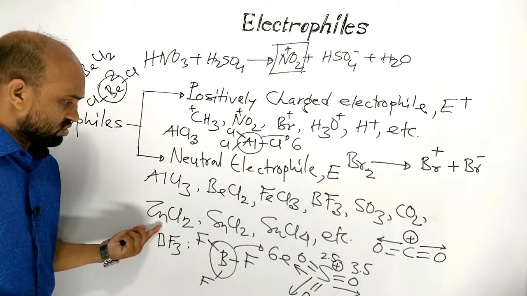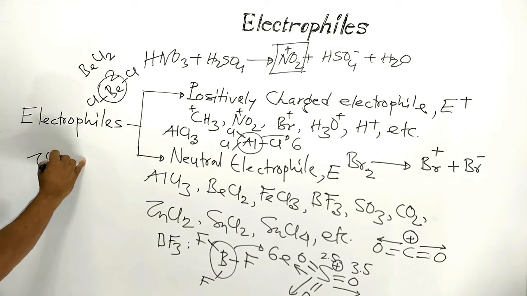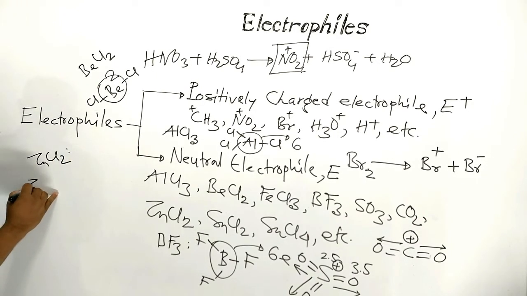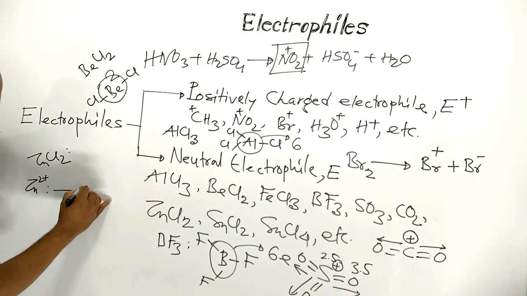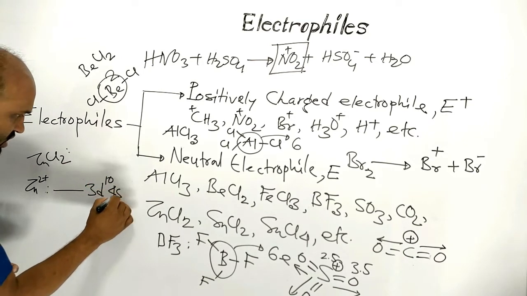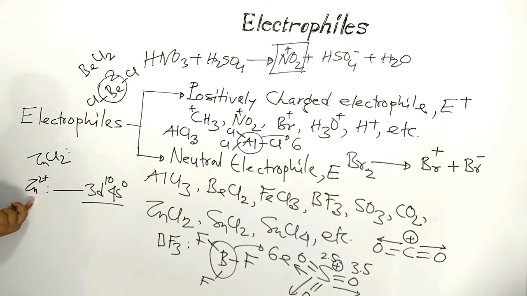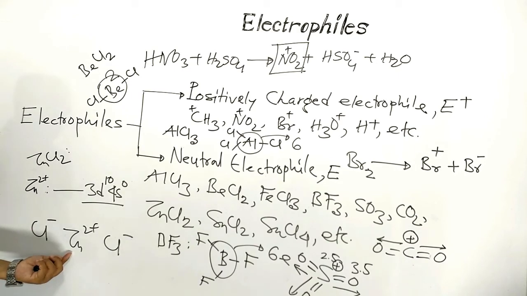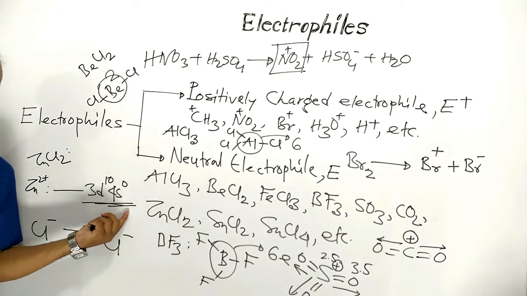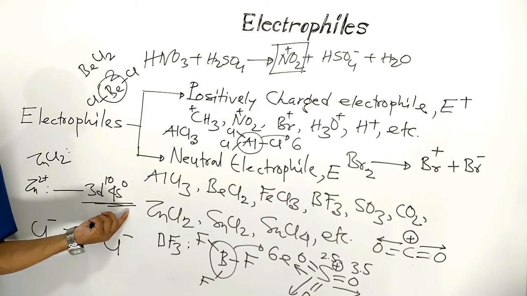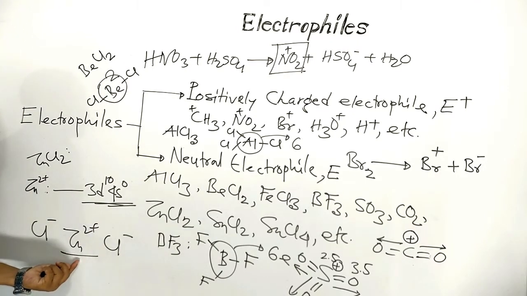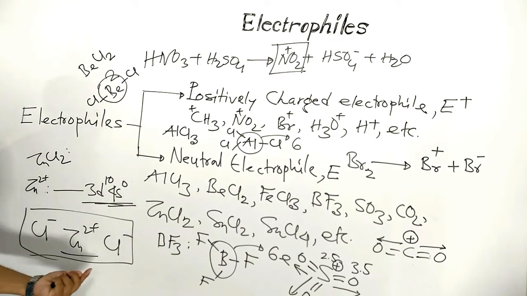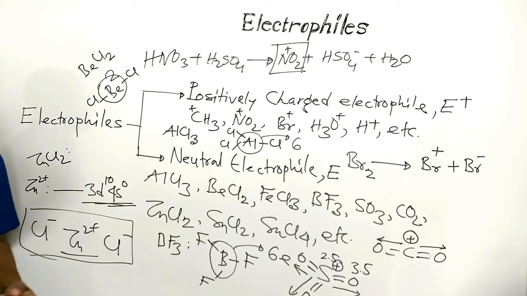Now let's see zinc chloride. This is zinc chloride, which is a kind of ionic compound. Then let's see the electronic configuration of zinc 2 plus, that is 3d10 4s0. Here zinc is present as zinc 2 plus, with chloride minus, chloride minus. Around the zinc 2 plus ion there are some vacant orbitals like 4p, 4d. So because of the presence of vacant orbitals, zinc chloride acts as a neutral electrophile because it has a tendency to receive electrons.